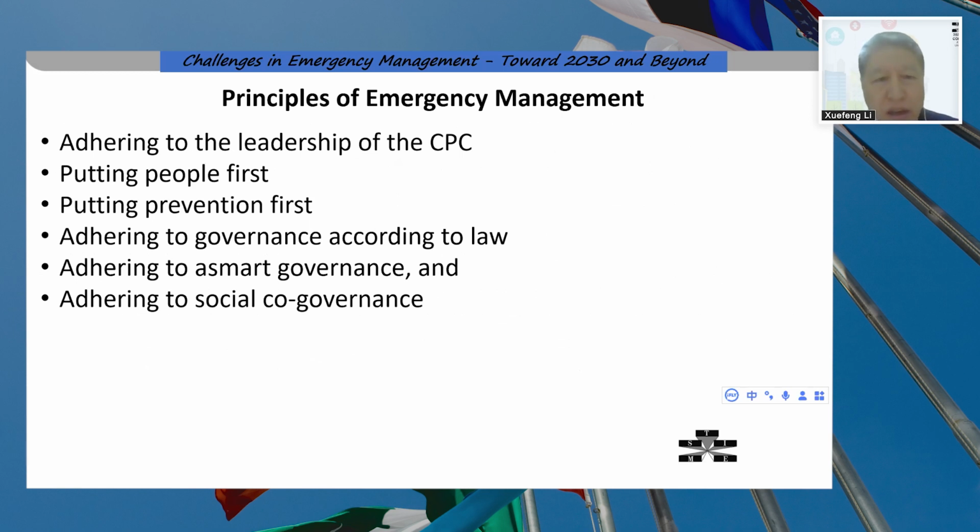So how should we build up our system? In our 5-year plan of national emergency management, the central government listed all these 6 principles that we need to insist. The first is adhering to the leadership of the Communist Party of China. So it's somewhat different from many other countries.